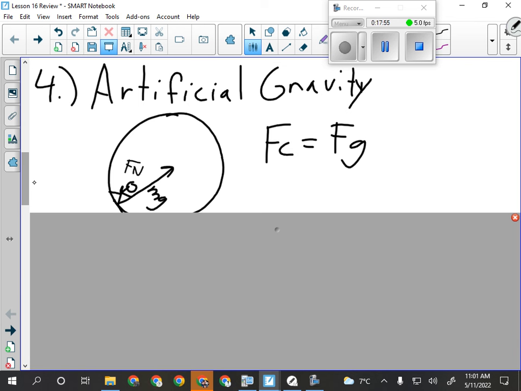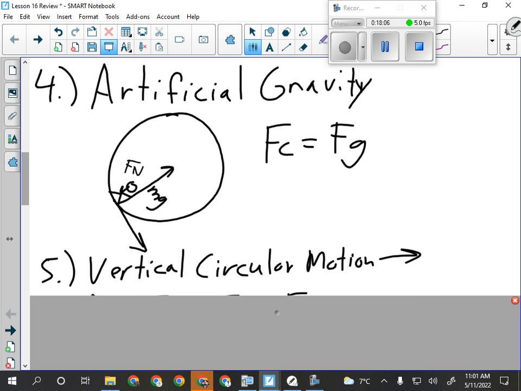And as you go towards the center of it, if you climb a ladder that goes towards the middle, you'll get lighter and lighter because your speed and your radius are decreasing. All right. Yeah, it's kind of the same thing.